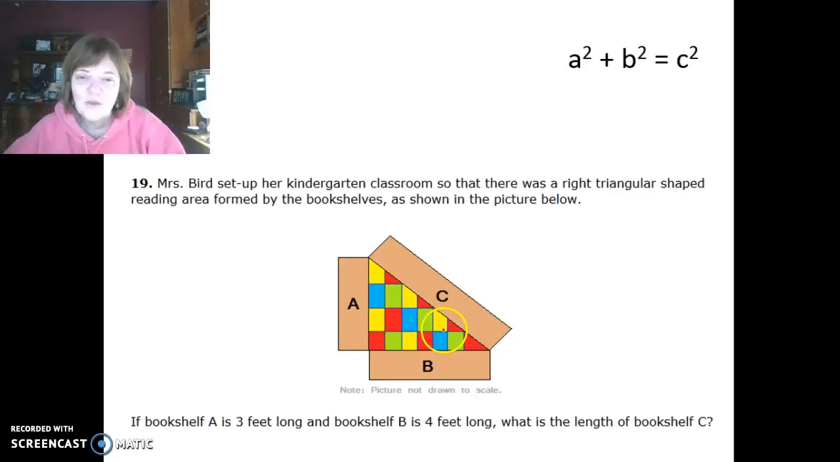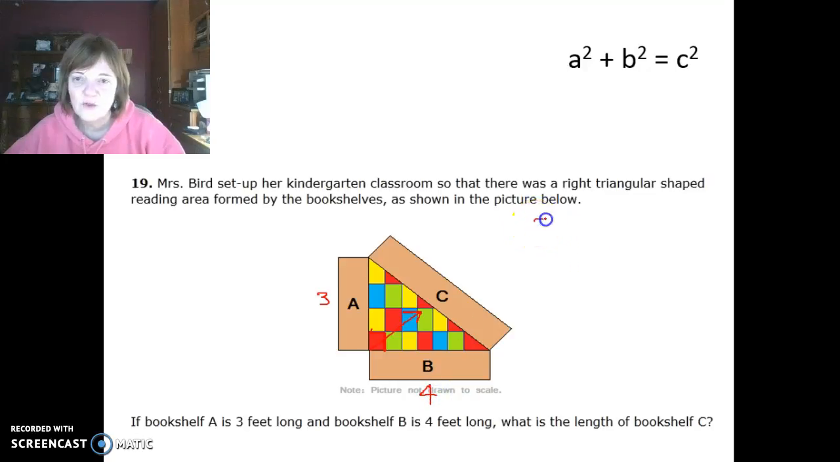So anyway, where's our hypotenuse? Can you tell where our hypotenuse is on here? Is it A, B, or C? Well, C is what it should be, and it actually is. This is our 90-degree angle right here. We can see because of these nice little blocks. So that is our hypotenuse. Bookshelf A is 3 feet long, so this side is 3. Bookshelf B is 4 feet long, that is 4. What is the length of bookshelf C?